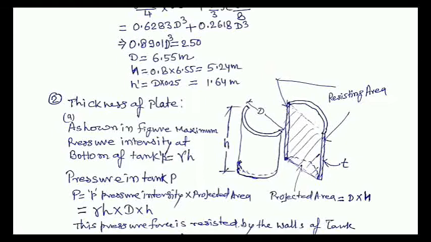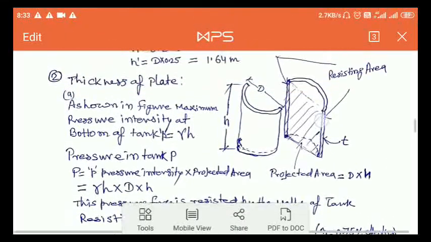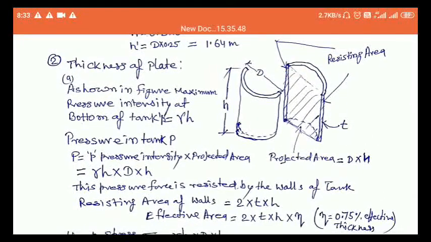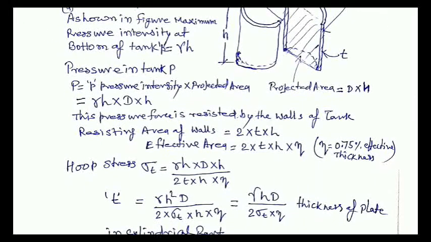So total pressure force P will be equal to pressure intensity gamma into H, because this is the height of the tank, and at this height the pressure intensity at the base will be gamma H. So total pressure is gamma H into D into H. This is the total pressure which should be resisted by the walls of the tank.